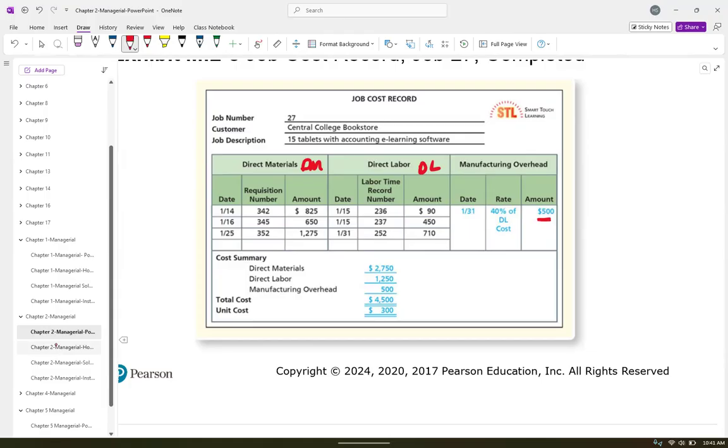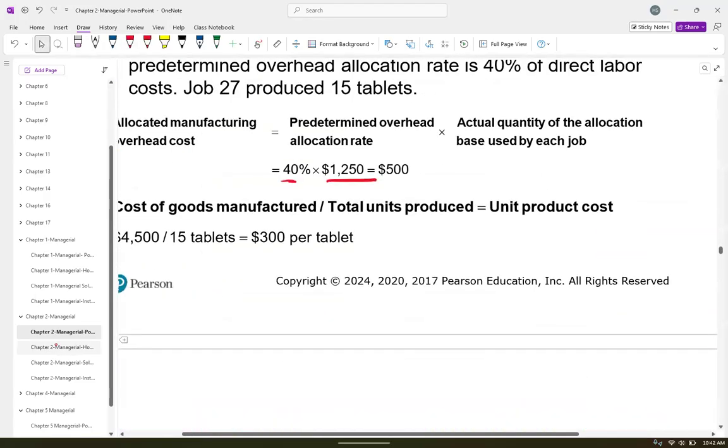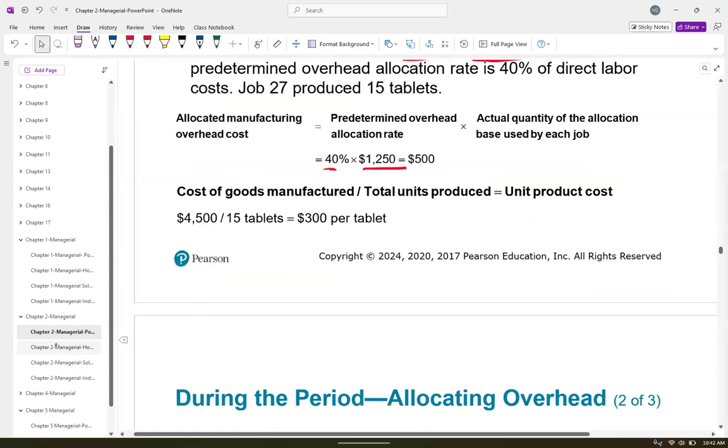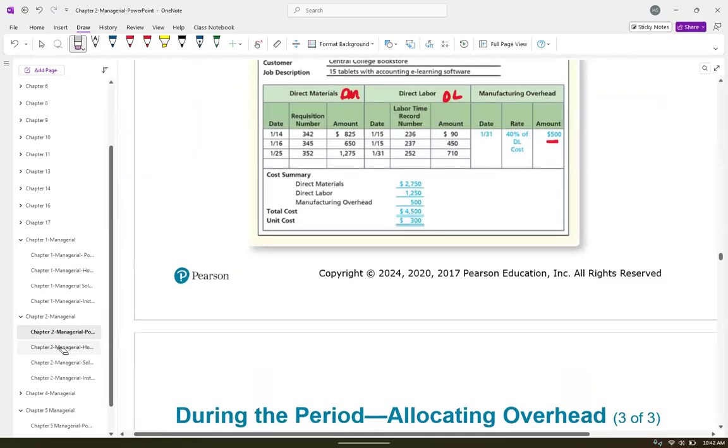Okay, so they go into adding all of these up. They have the total cost. And it said that they made, did they tell us how many they made? They told us somewhere. Oh, yep, they told us right here. They made 15 tablets. So they take that 4,500 divided by 15 gives you the 300.